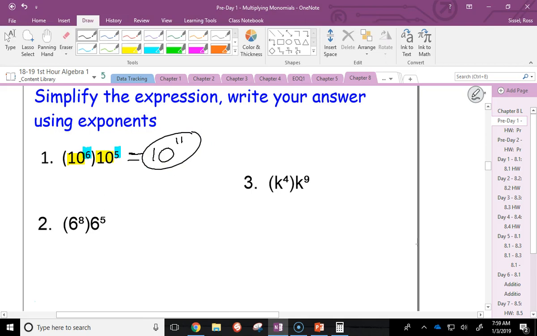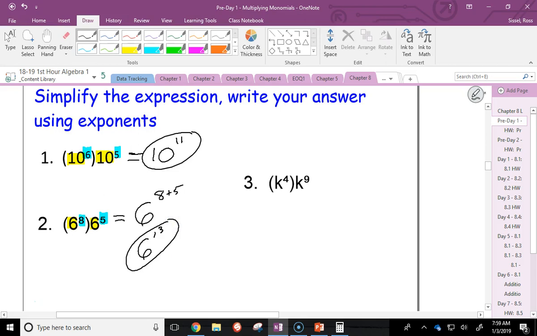So when we try number 2, our base is 6 in both of the numbers in our problem. So in my answer, my base is 6. Our exponents are 8 and 5. So 8 plus 5 is going to be 13, which means this becomes 6 to the 13th power.